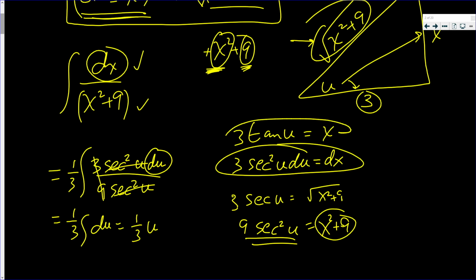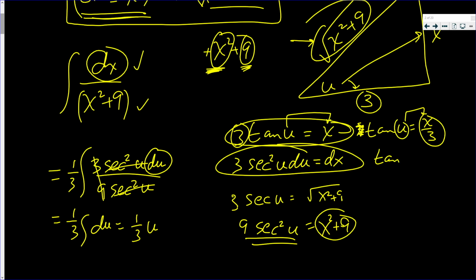Now, this here says that tangent of u is x over 3. I can switch those two arguments anytime I want. Not if there were a 7 in front. That is, I cannot switch the u and the x now because of that 3. That's why I divided by 3.